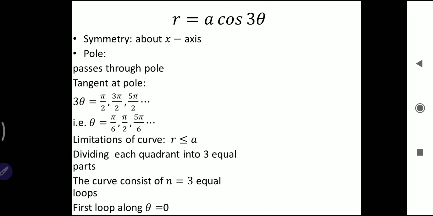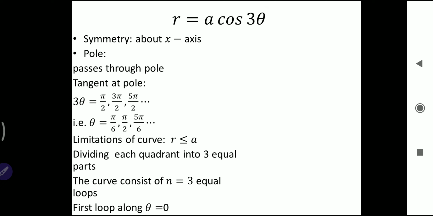Similarly, when you put r is equal to a cos 3 theta, again what is your n? n is 3 over here. It is odd, so we are going to have only 3 loops in this problem. Symmetry is about the x-axis because when you replace theta by minus theta, the equation remains unchanged. Passing through pole, because when you put theta is equal to pi by 2, you are going to get cos 3 pi by 2 is 0. So it is passing through the pole.